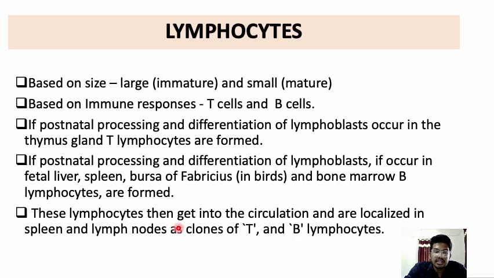These lymphocytes then go into the circulation, and after their processing and differentiation in these respective places, these cells will go to the circulation, and they will get localized in the spleen and the lymph nodes as T cells and B cells. In both the spleen and lymph nodes, you can see the T cells and B lymphocytes.